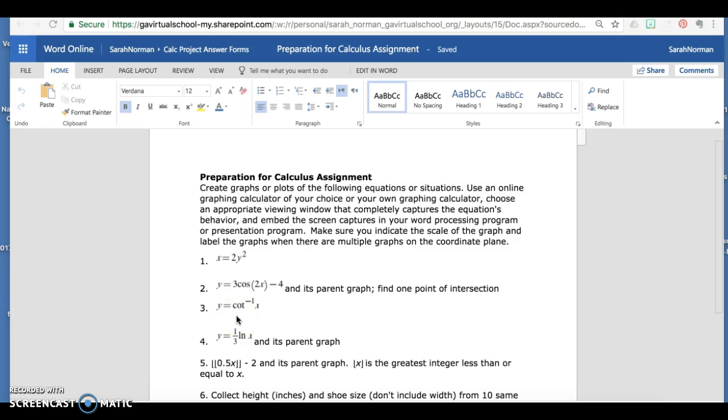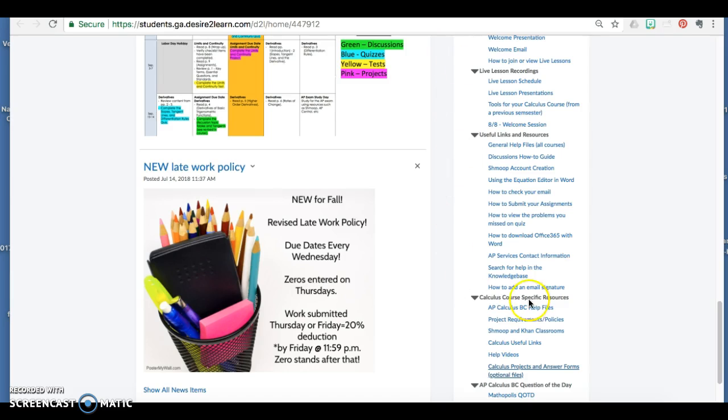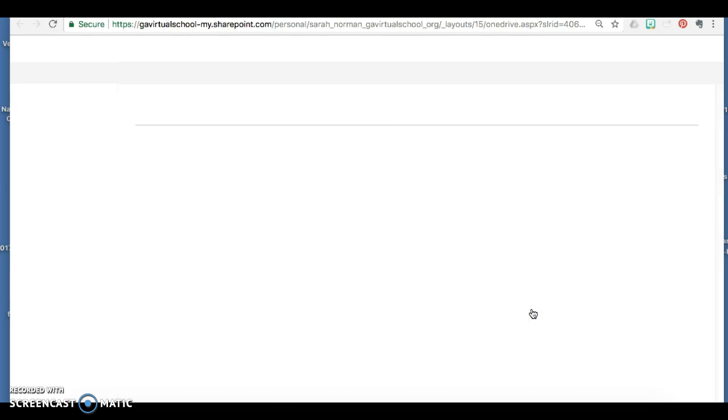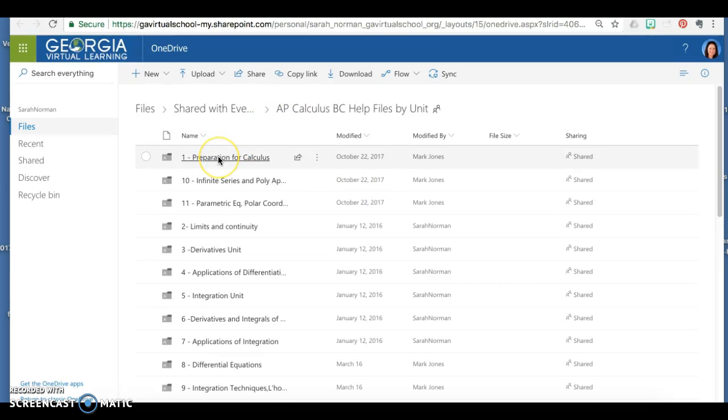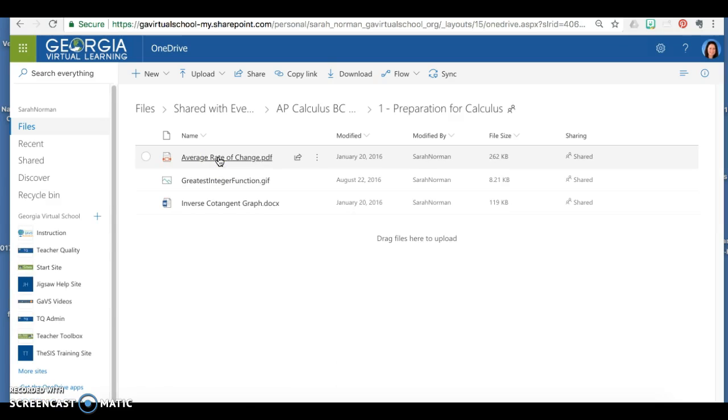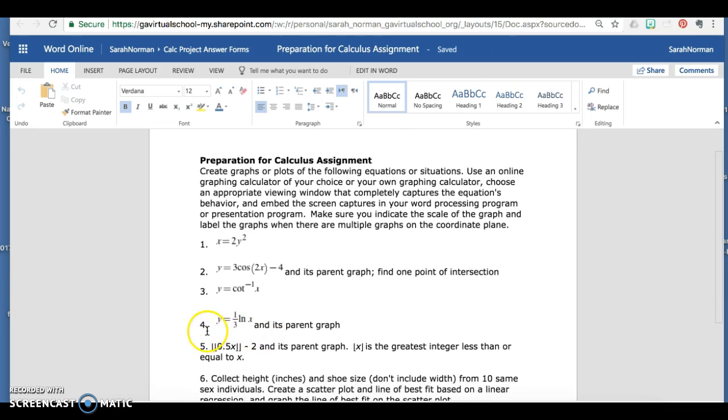A lot of students miss this one, and you do need to probably do a Google search or something for the inverse cotangent. You can also go to the course homepage and click AP Calc BC Help Files. Once you do that, it will open all of our help files, and you can click on this module, which is preparation for calculus, and you actually see that I've provided a hint for you there. So that will also help you, and if it doesn't, definitely do some type of a web search or something.